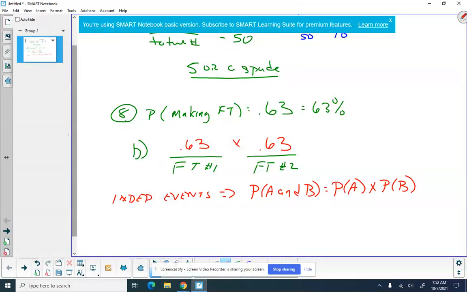If they weren't independent, we would have the probability of B given that A has occurred. But these are independent events, so we don't have to worry about the conditional probability. So we can multiply these together. So we have 0.63 times 0.63. Lucas, what do you get? 39.6%. So we have 0.396. So if you're a 63% free throw shooter, the probability of you making both is only about 40%.